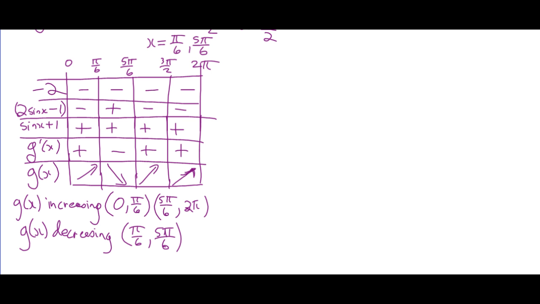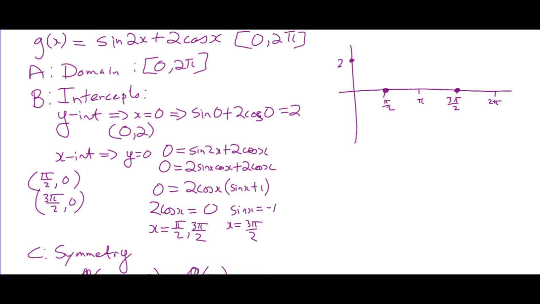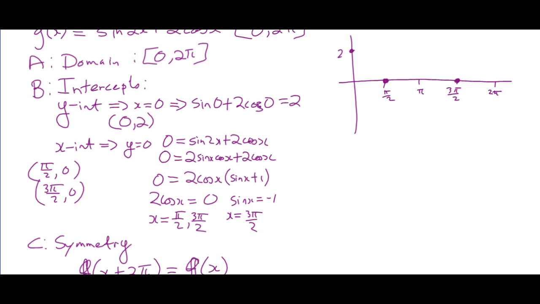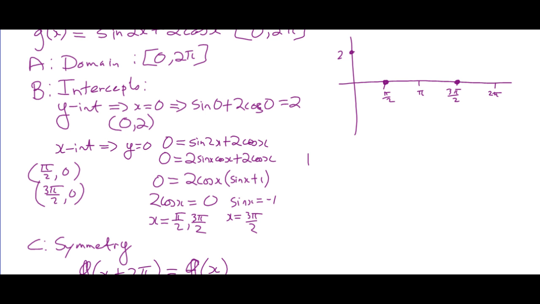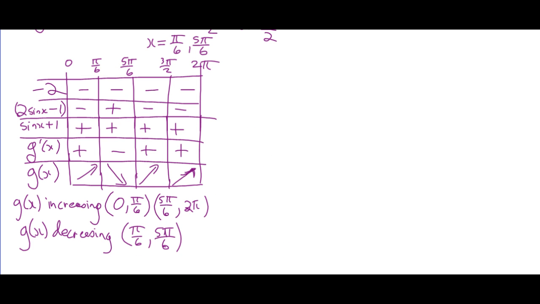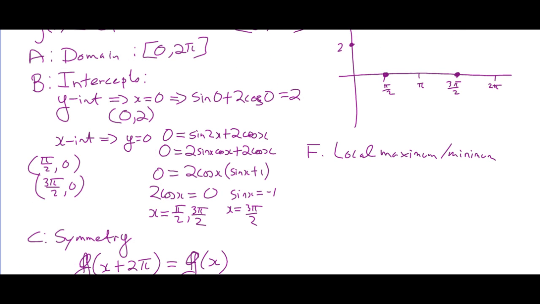Okay, so we can't sketch anything else yet. Okay, we got 3 points. Okay, so, then what? Local max or min, right? So what have we got going on? There's a local maximum at pi over 6 and a local minimum at 5 pi over 6. Okay, so local maximum at x equals pi over 6.